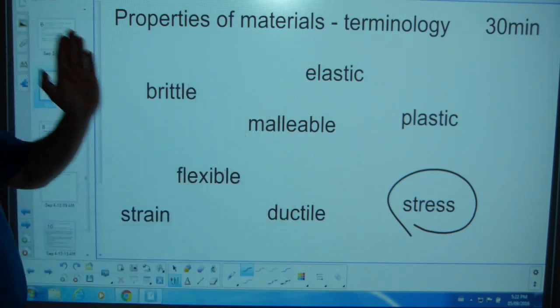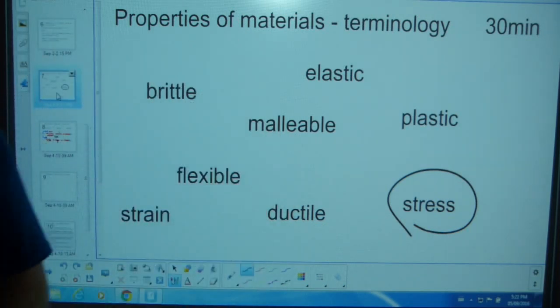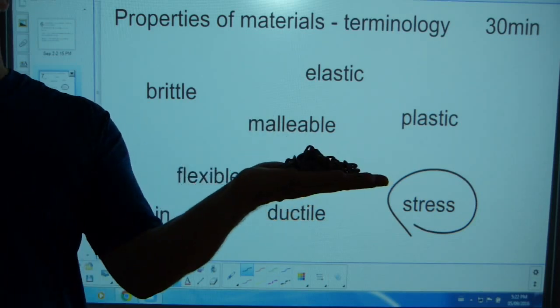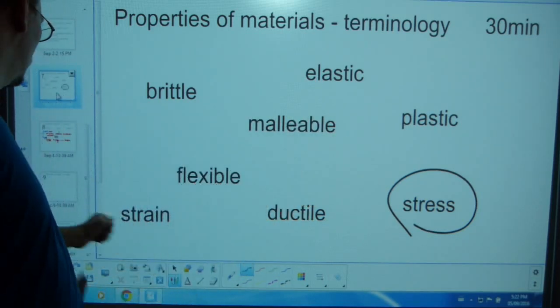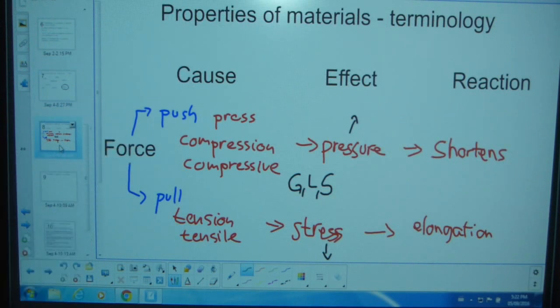So between no load and or no force, or load is another synonym for force. Okay, I'm going to write it as well.